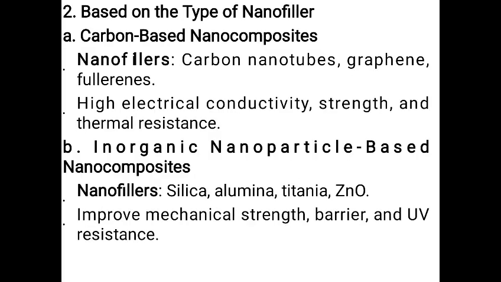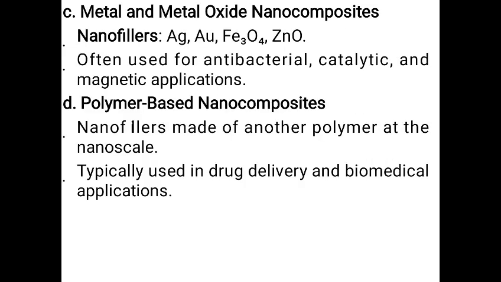Based on the type of nanofiller, we have the following categories of nanocomposites, such as carbon based nanocomposite, where the nanofillers are carbon nanotubes, graphene or fullerenes, and they have high electrical conductivity, strength as well as thermal resistance. And the next type is the inorganic nanoparticle based nanocomposites, where the nanofillers are silica, aluminum, titanium or zinc oxide, and they improve the mechanical strength, barrier and UV resistance.